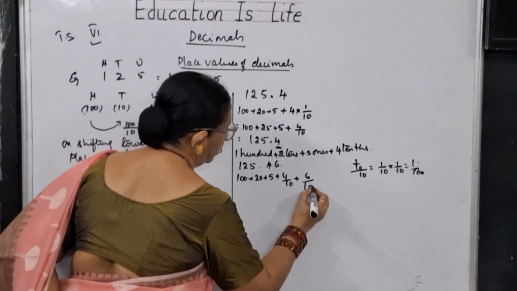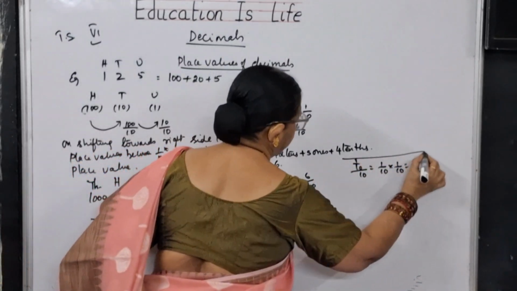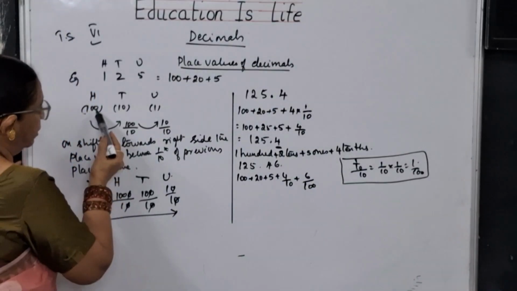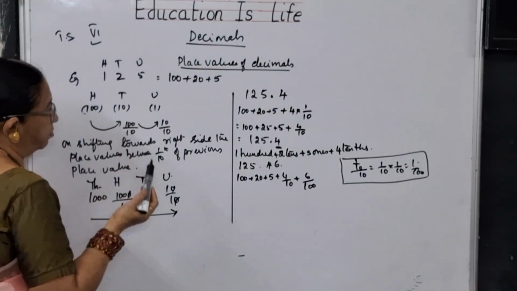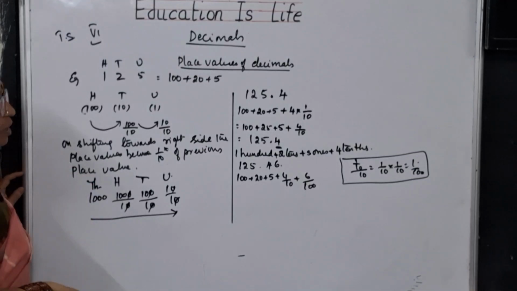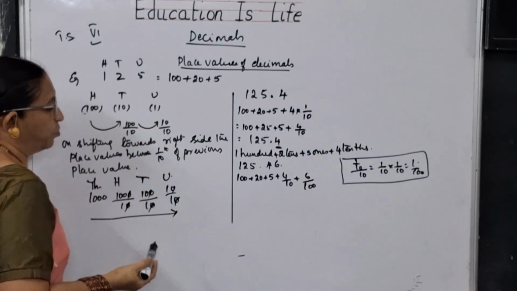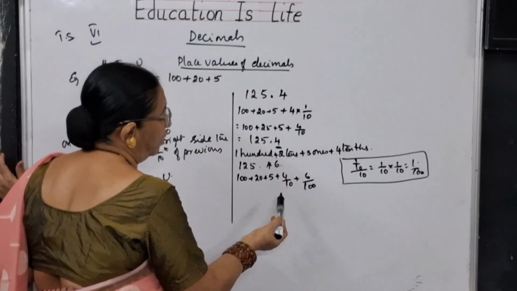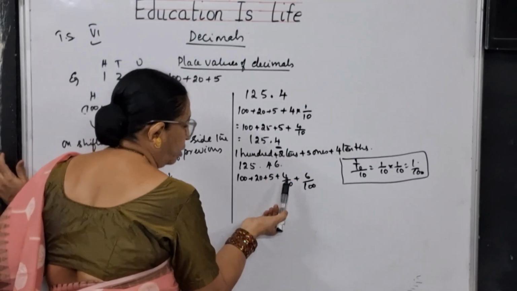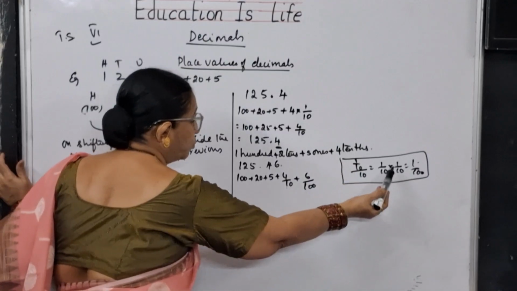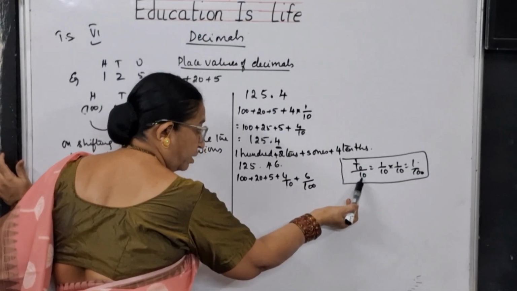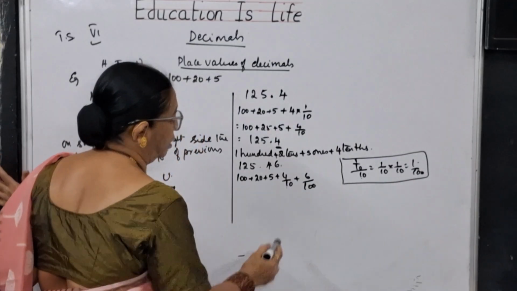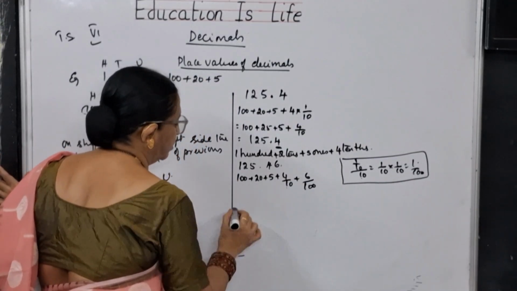So 6 by 100. I hope I am clear here, children, because when we are talking about the numbers here, each value is divided by 10 from the previous place value. What is the previous place value here? The previous place value is 4 by 10, 1 by 10. So 1 by 10, the next one goes to 1 by 10 by 10, because everything should be divided by 10. So you are getting 1 by 100. So you will be writing the expansion like this.